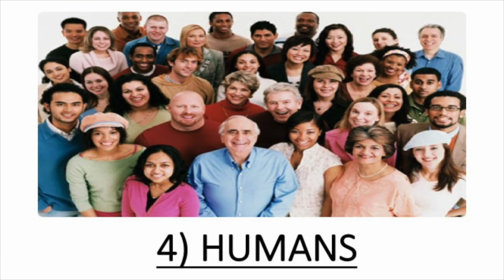And finally, the last category, us, humans. We can't forget about us. We're living things too. So we had plants, animals, other living things, and humans. And they're the four categories that make up life on planet Earth.